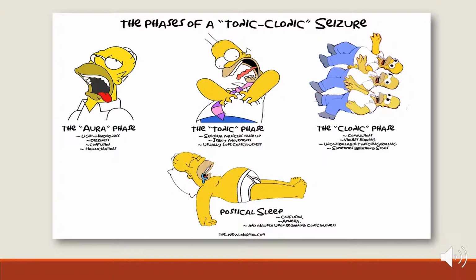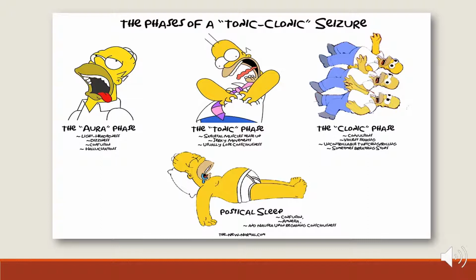This image represents the phases of a tonic-clonic seizure. If we look at Homer right here, he has an aura phase. I'm not sure if y'all can read the words underneath the pictures, so I'll read them to you. Underneath the aura phase, it says lightheadedness, dizziness, confusion, and hallucination.